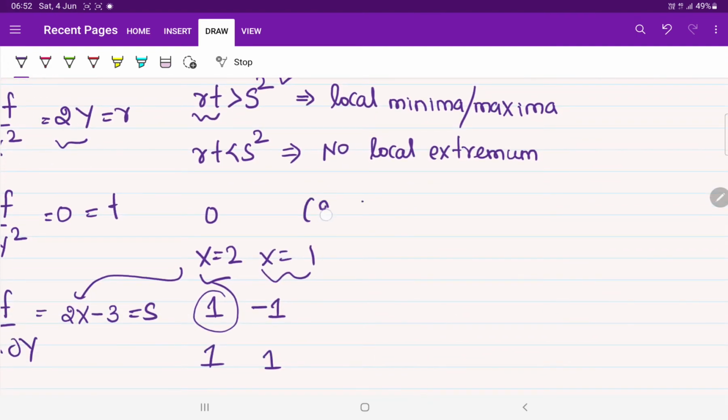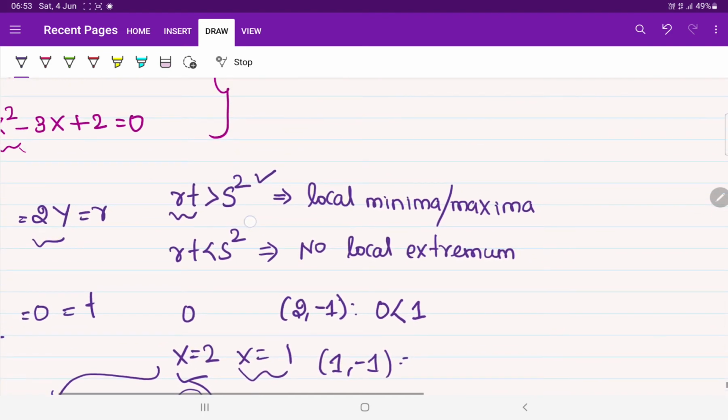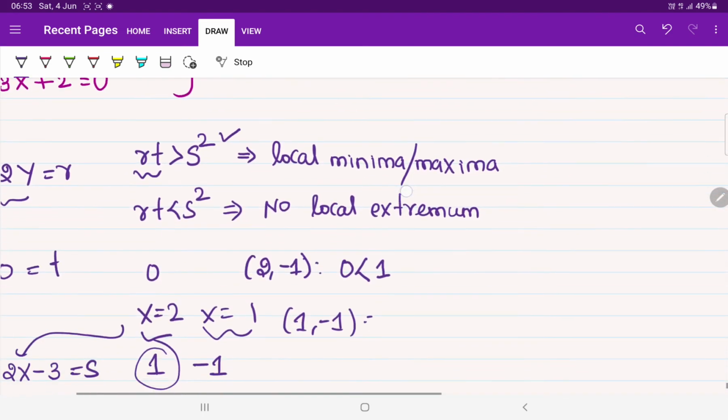I can say when x equals 2 and y equals minus 1, what is happening is r into t is 0, whereas s square equals 1. So 0 is less than 1, or not? Yes, sir. Similarly, when x equals 1 and y equals minus 1, what is the second point? Actually, I forgot. Yeah, 1 comma 1 only.